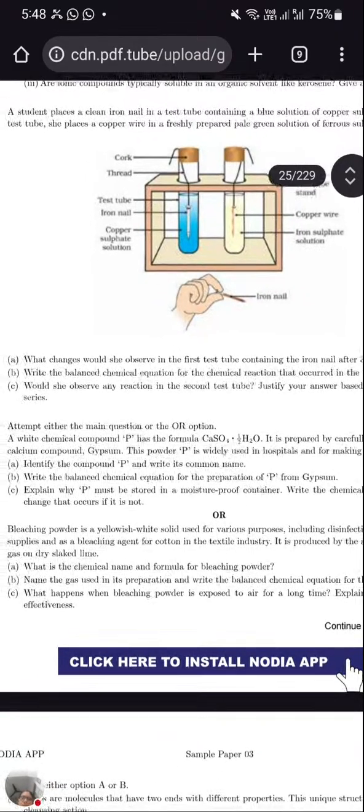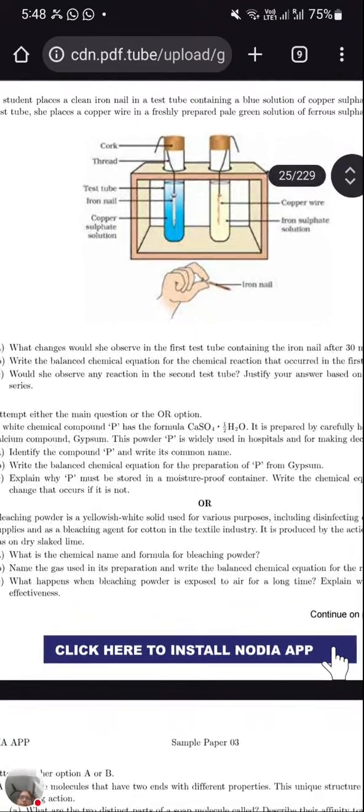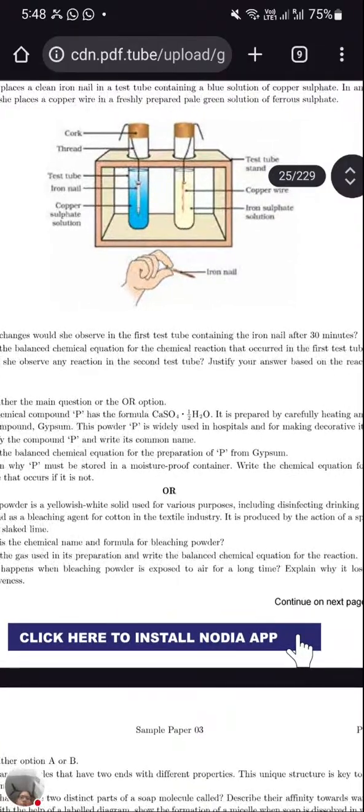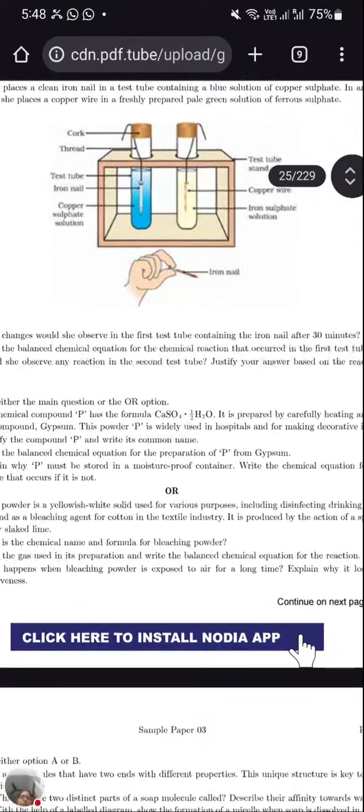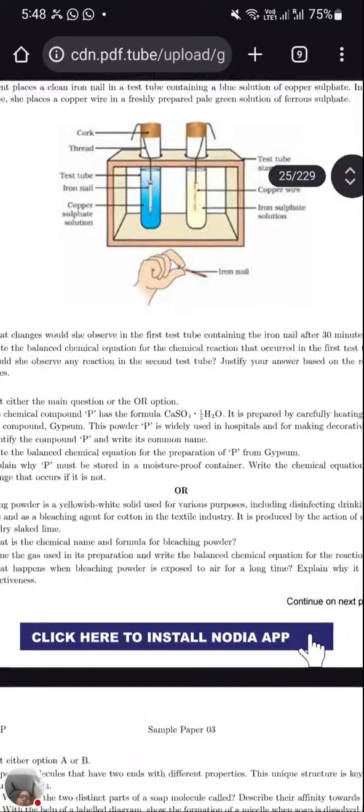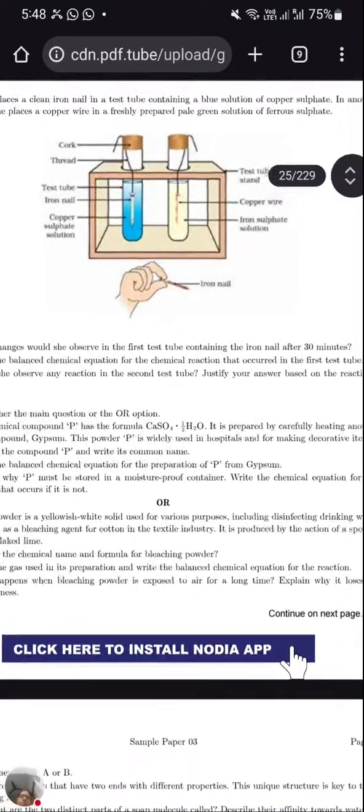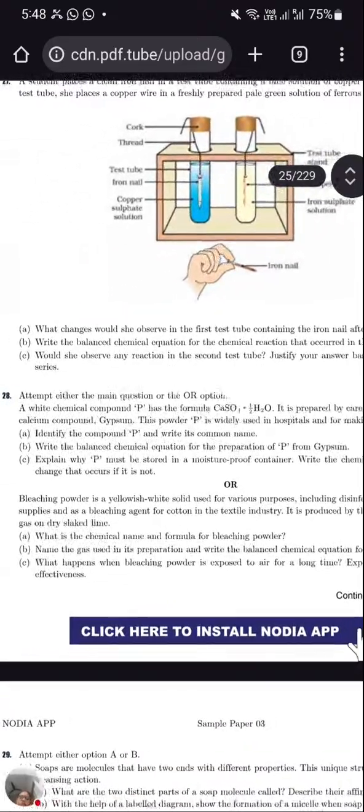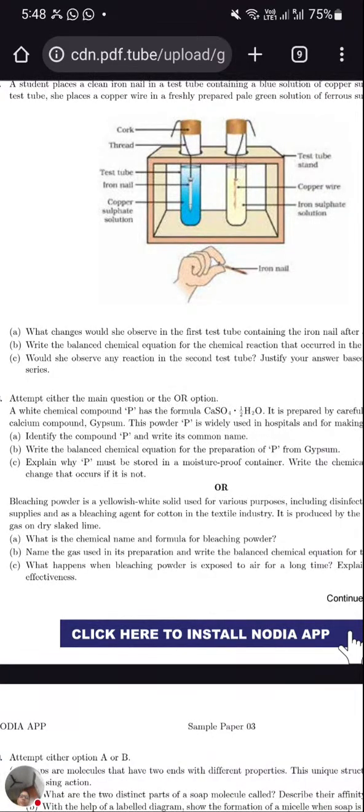Here the third question is: would she observe any reaction in the second test tube? Justify your answer based on the reactivity series. In the second test tube, if it is ferrous sulfate and a copper nail is kept, then there is no change.